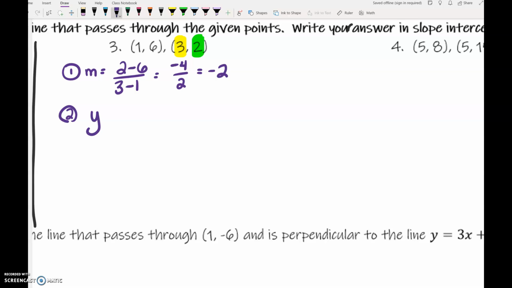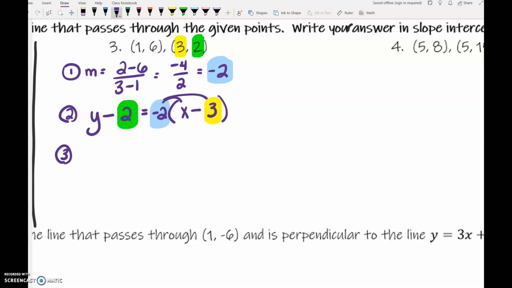So y minus the y value of our point, 2, equals our slope, -2, times the quantity x minus the x value of our point, 3. So y minus the y value, your slope in front, x minus the x value. Step 3 then is get this looking like y equals mx plus b.